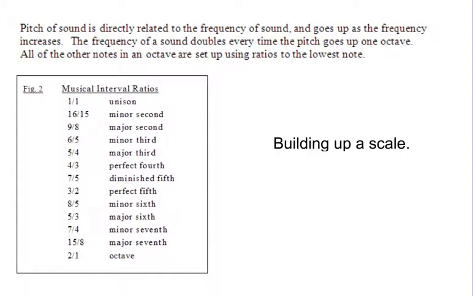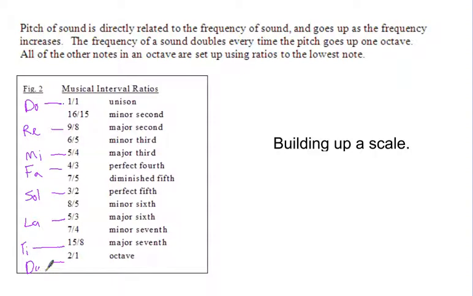Okay, so when you look at this, I'll just highlight here the major ones. So this here would be do, and then re, mi, fa, sol, la, ti, do. So those are the notes on the major scale. And you can see that there's also the minors.